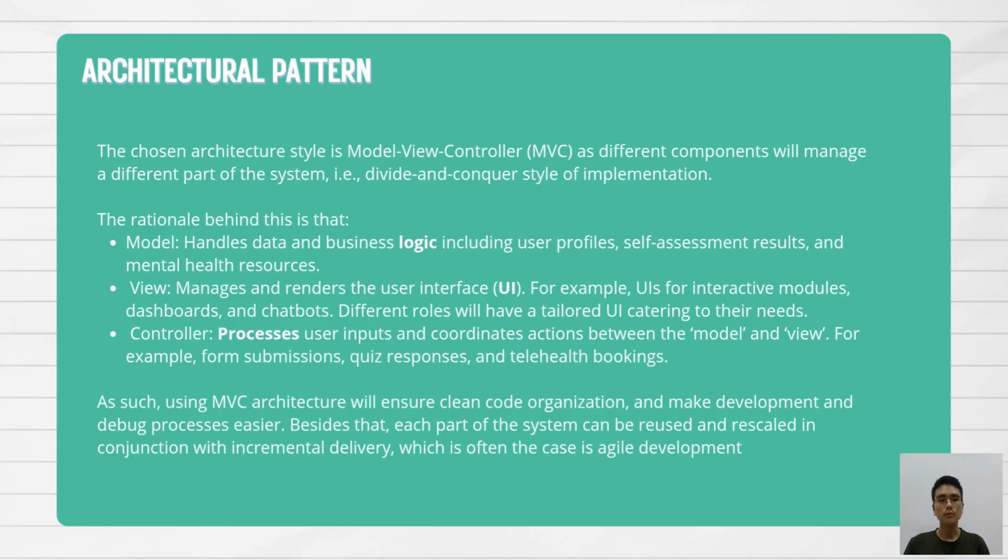First, the model, which handles data and business logic. The view manages and renders the user interface, while the controller processes user inputs and coordinates actions between model and view. As such, using the MVC architecture will ensure clean code organization, making development and debugging easier. Besides that, each part of the system can be reused and rescaled in conjunction with incremental delivery, which is often the case in agile development.